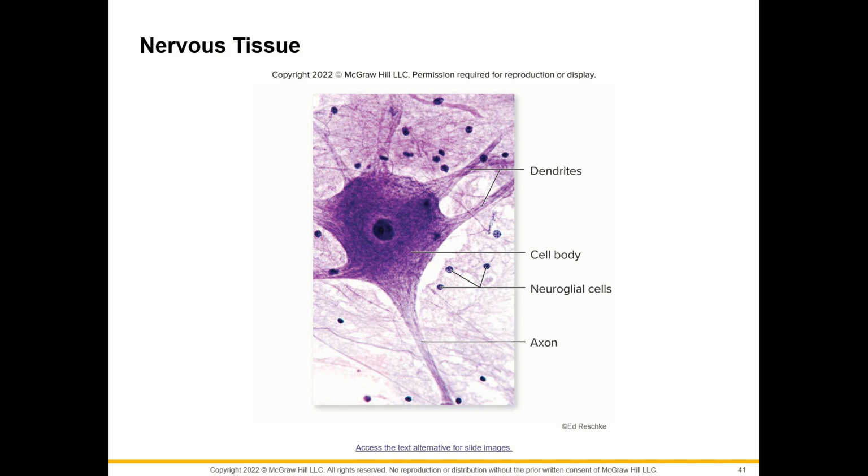This illustration shows a large motor neuron, and you can see the numerous smaller neuroglial cells surrounding the motor neuron. Neuroglia means neural glue, in essence.